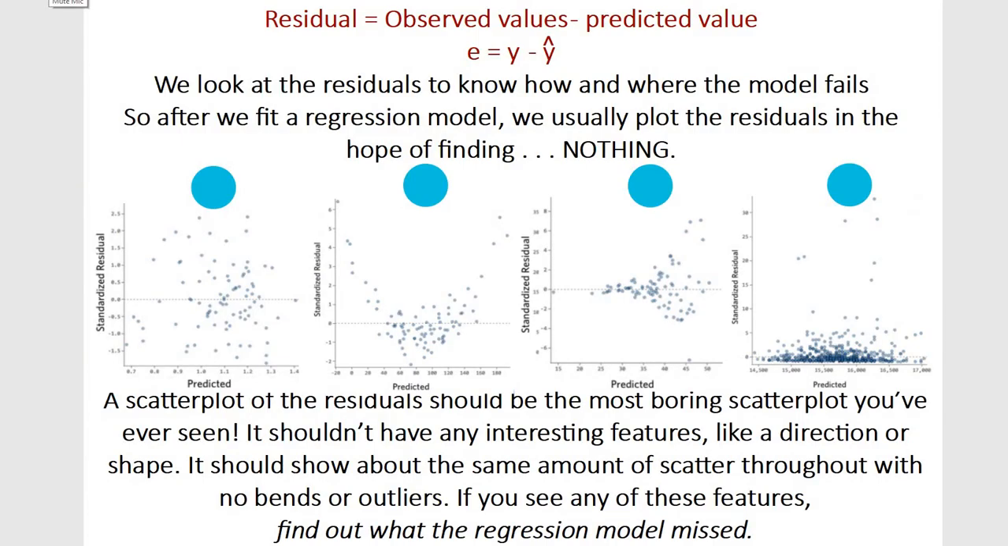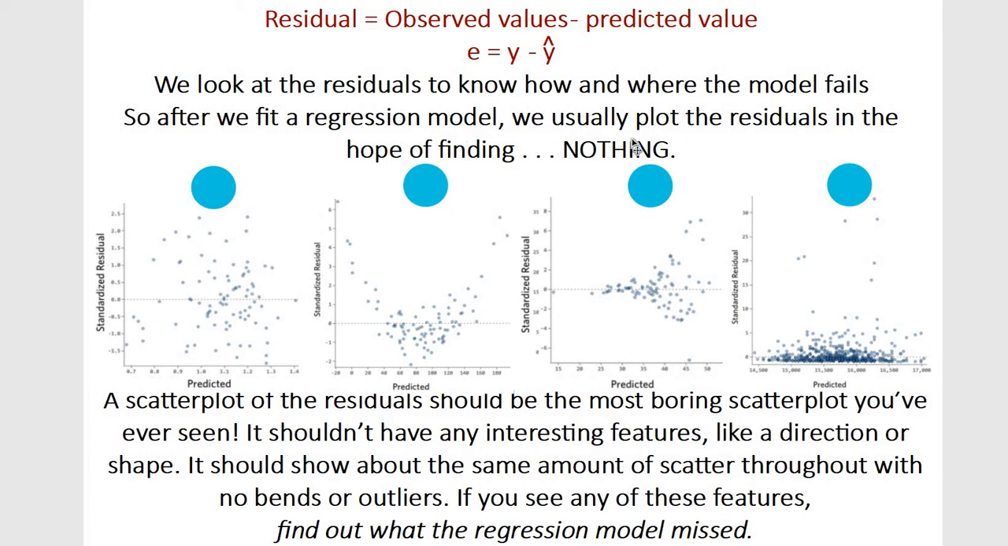So now that we know what those residuals are, let's talk about what we can do with them. Notice what variable a residual uses: it's e. R was already taken for correlation, but e is basically short for error. So residual is kind of synonymous with the word error. We look at the residuals, and that's how we know how and where the model is going to fail. So after we fit a regression model, we plot the residuals to make sure.